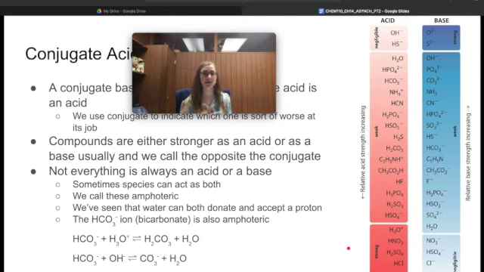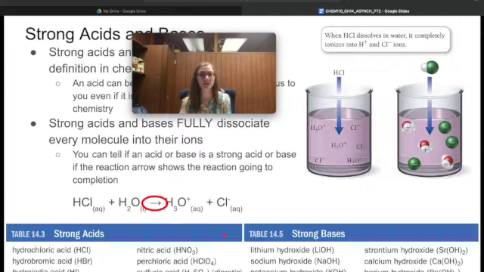There are certain things that we can see that act as both. The HCO3- ion, bicarbonate, also tends to be amphoteric. So it could take a proton from H3O+ to become H2CO3, or it could donate its proton to an OH-, for example, and become CO3 2- and H2O. So that's kind of how that works. So if a species can act as both, we call it amphoteric. Really the only amphoteric compound we're going to be working with in this class is going to be water. I just put carbonate up here as an example.